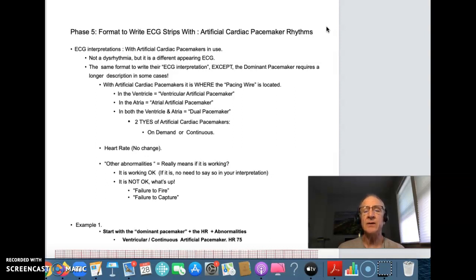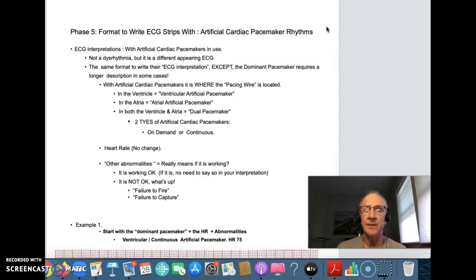That's only part of the title. Then you have to determine, is this pacemaker working all the time? If it is, we call that a continuous pacemaker. If the pacemaker just fires when it needs to fire, when it's programmed to fire, and the heart really produces some of its own contractions, we call that an on-demand type of pacemaker. So that's just naming the pacemaker that's working in the heart if it's an artificial cardiac pacemaker.